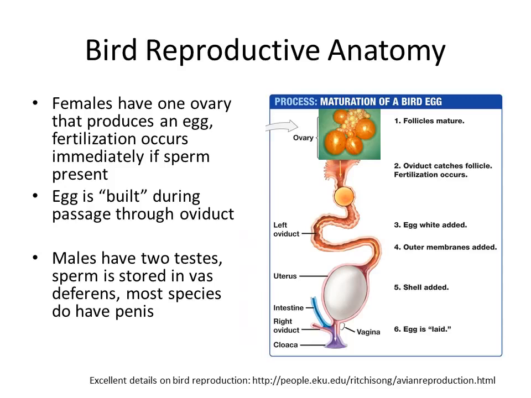Look at the reproductive anatomy of birds. For most birds, the females have just one ovary. When the egg is produced, fertilization occurs immediately if sperm are present. As the egg travels through the oviduct, egg white is added, the outer membranes are added, and essentially it's fully built by the time it reaches the vagina. Most birds juxtapose an everted cloaca during copulation.